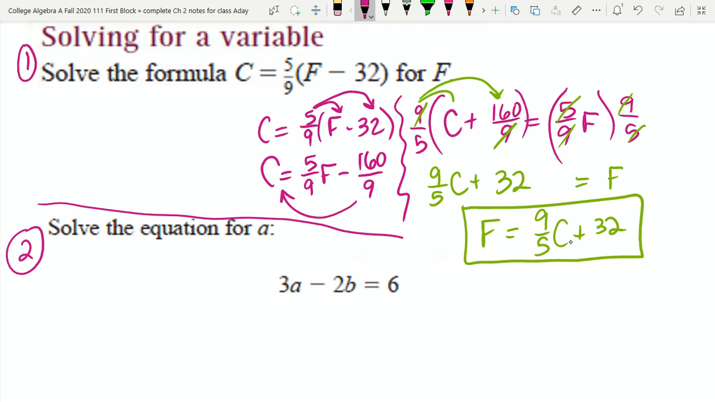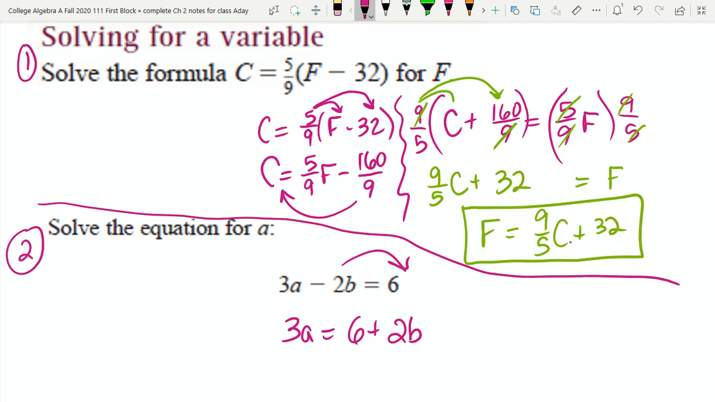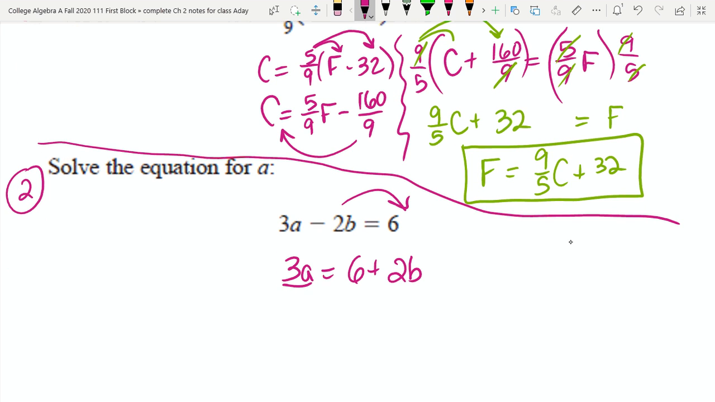Solve this one here, an equation for A. So we can see we need this 2B moved over here. So we're going to write 3A equals 6 plus 2B. And if I'm solving for A, I'm going to divide by 3, divide each thing by 3. So I will get A equals 2 plus 2/3 B.